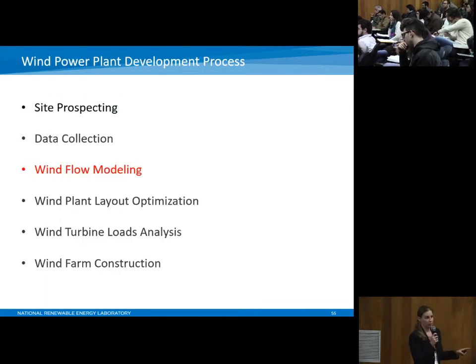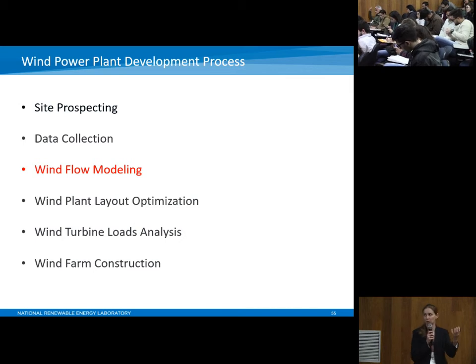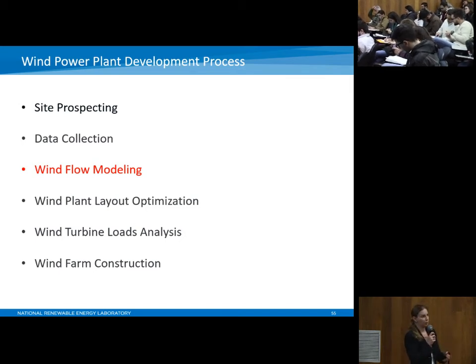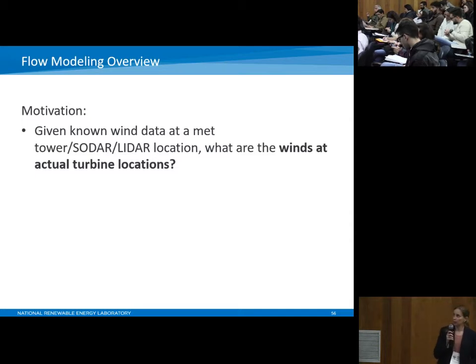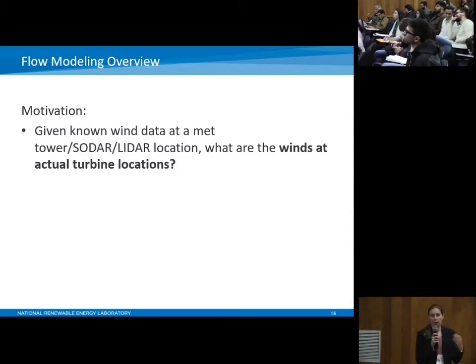So that's data collection. Next I'm going to get to wind flow modeling. We have this resource for the whole plant. What do we think we're actually going to get in terms of energy production out of the plant? Given what we know about the resource from our met masts, what can we actually get from the turbines at specific locations in a farm?